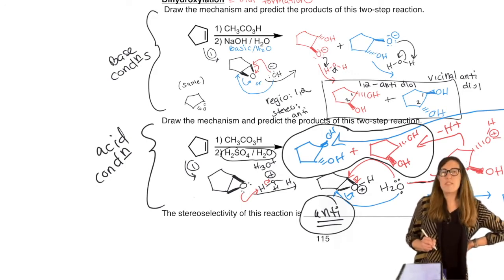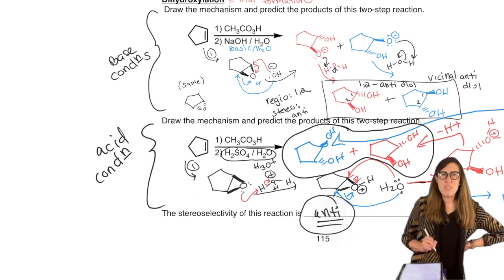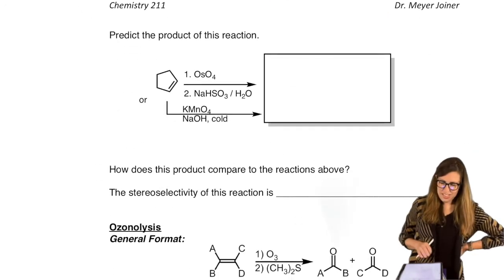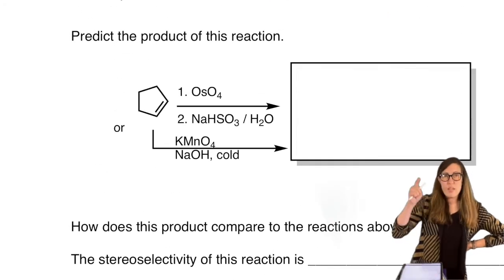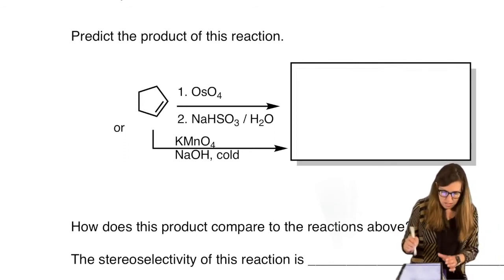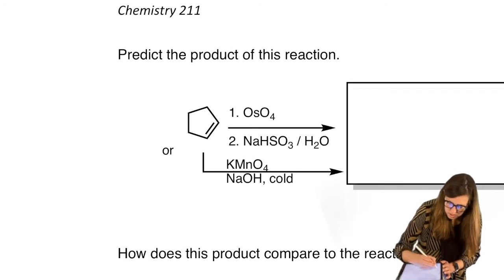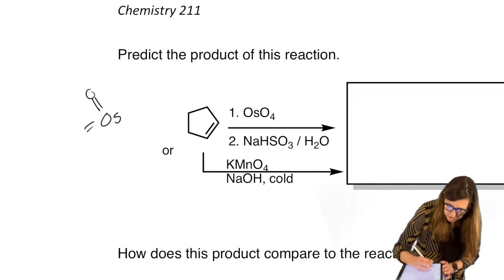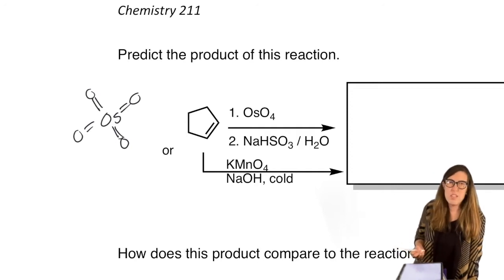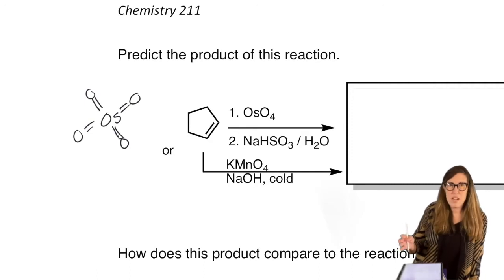All right. The question here that remains is, am I forced to be stuck with anti? What if I really, really, really wanted a syn diol? Don't worry, I got you. Osmium tetroxide or KMnO4 to the rescue. They will both give us a syn diol. Now, osmium tetroxide looks like this. And KMnO4 likewise uses manganese.